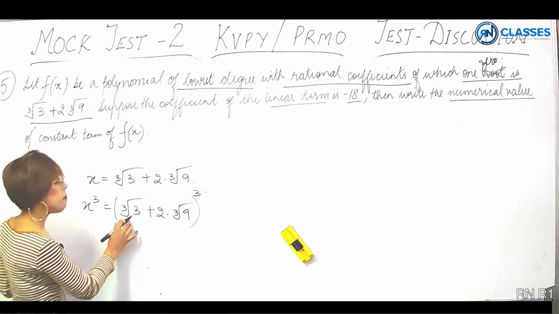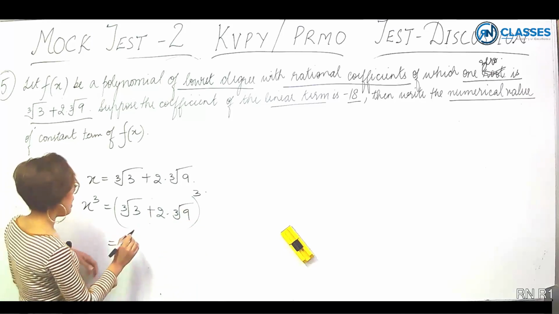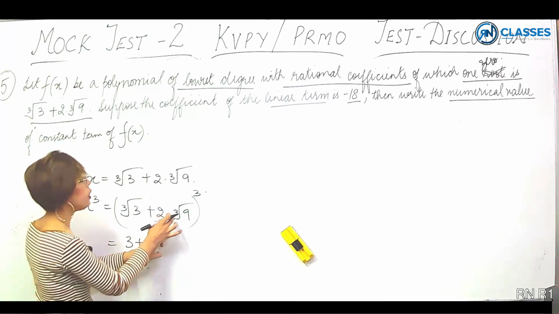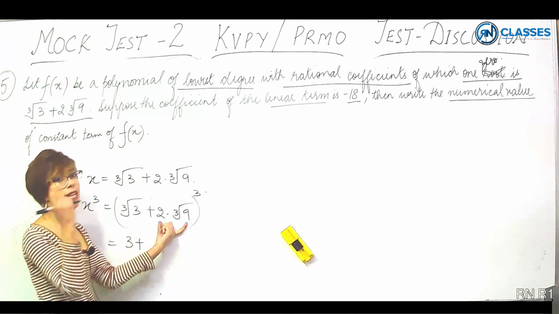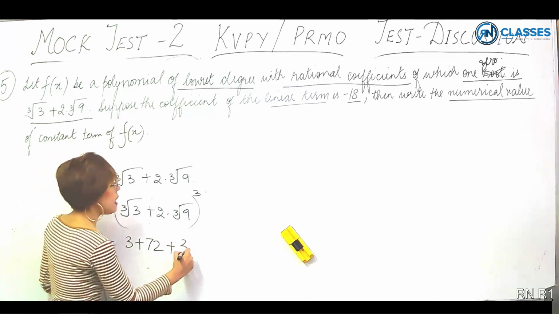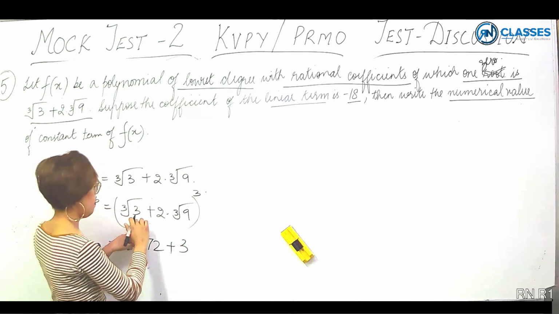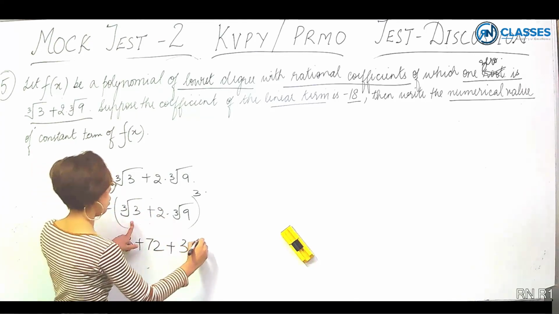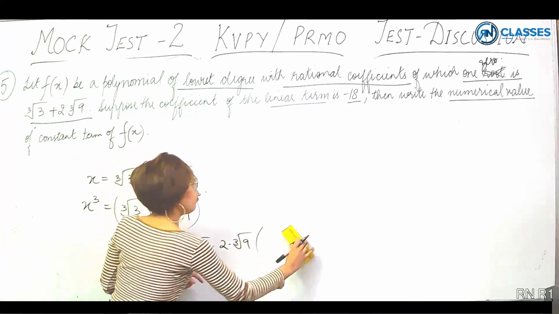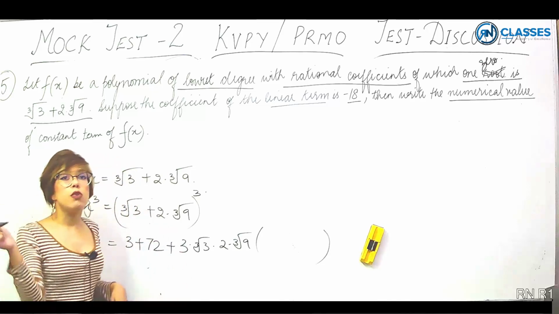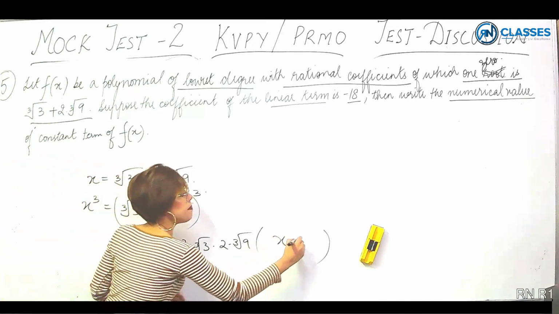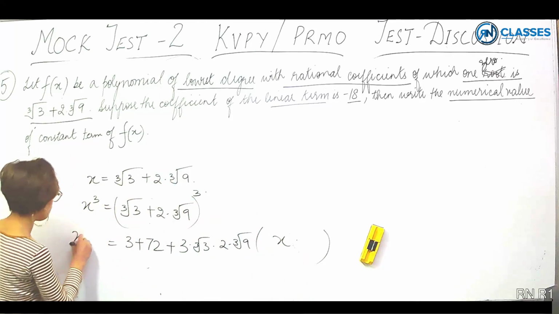Right? So, a plus b whole cube, I can write it. So, that is a cube, which is 3, plus b cube, which is 2 into cube root of 9 whole cube. So 2 cube, that is 8. 8 into 9, that is 72, plus 3ab. So ab, multiply that. So cube root of 3 into 2 into cube root of 9 into a plus b. Right? 3ab into a plus b. Now a plus b, you have substituted as x. Right? This is equal to x cube.